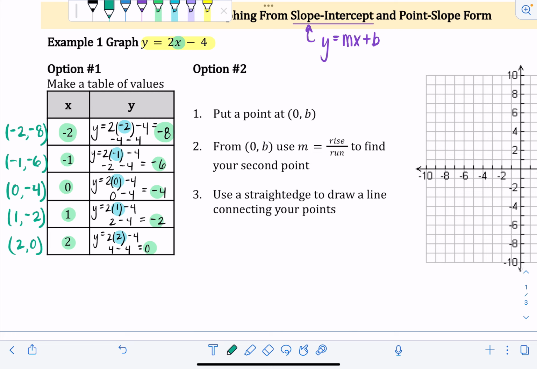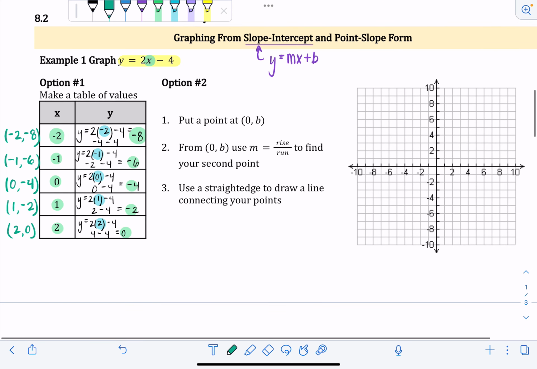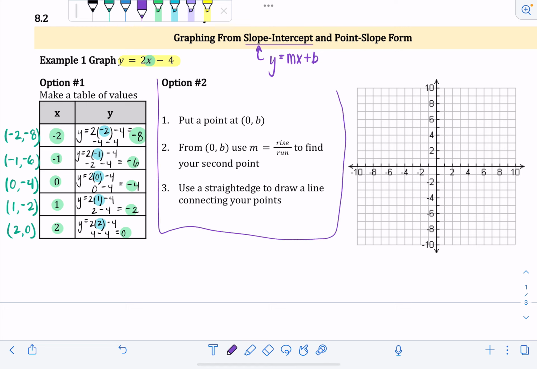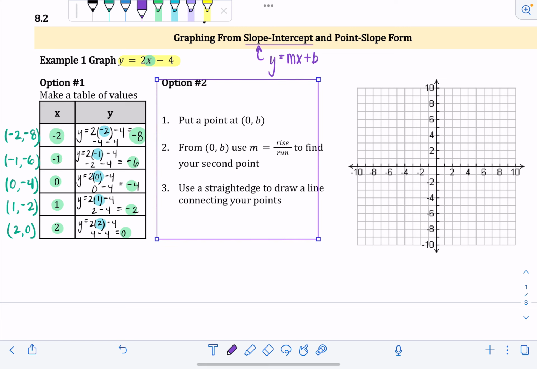Okay, so I'm going to leave those points for now, and then we'll worry about them after. I'm going to go ahead and show you option 2, which is more of a shortcut. These steps, if you are not familiar with them, I would write them, I mean the steps 1, 2, and 3 for option 2, on a little note card or a sticky note, somewhere you can keep them for easy access.